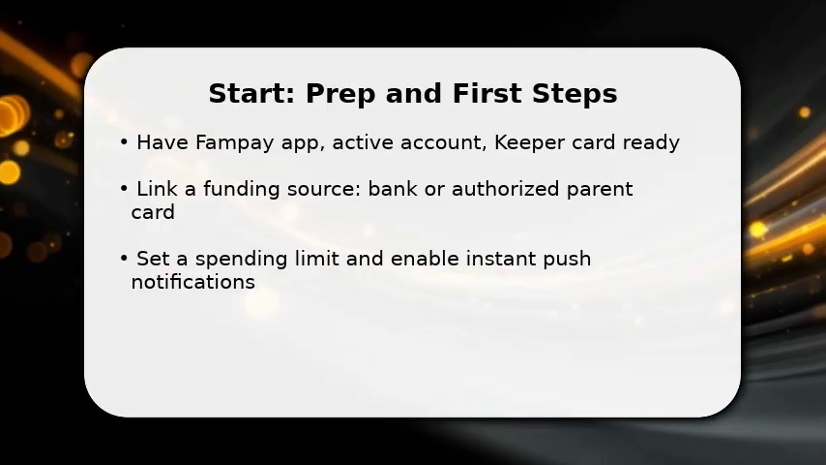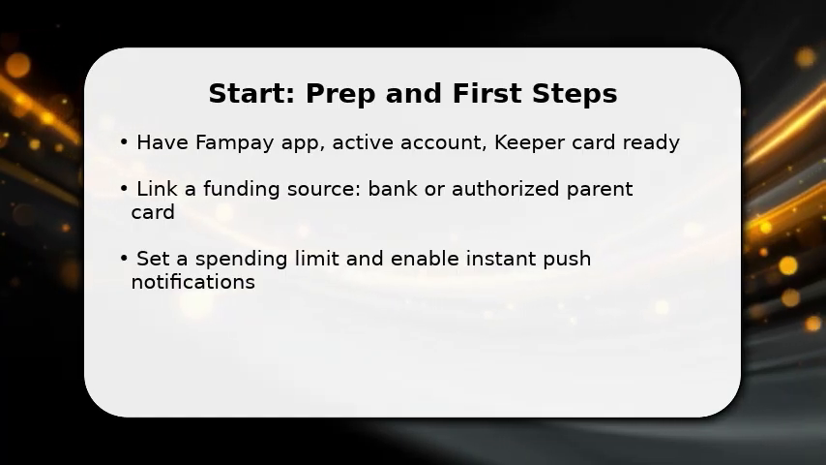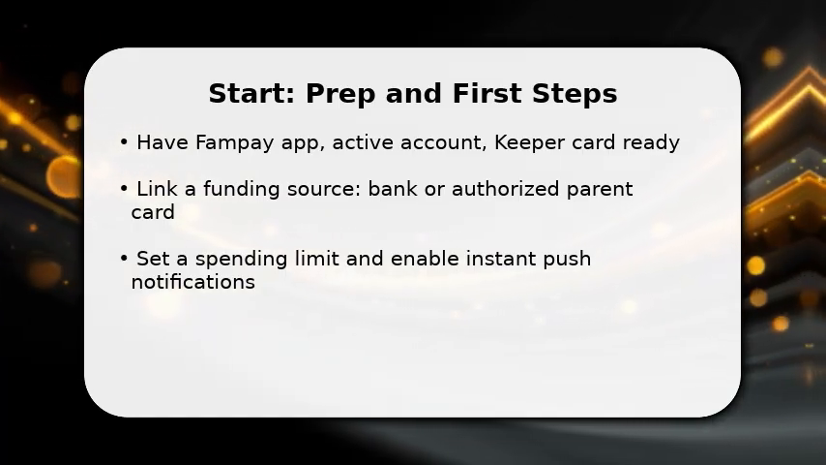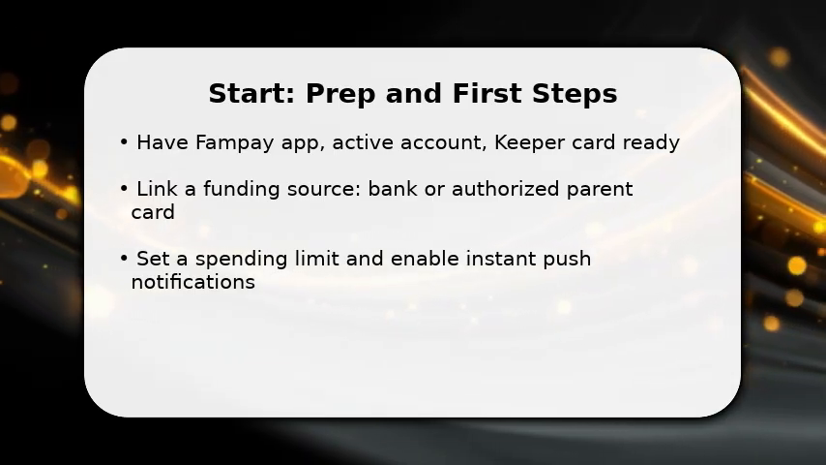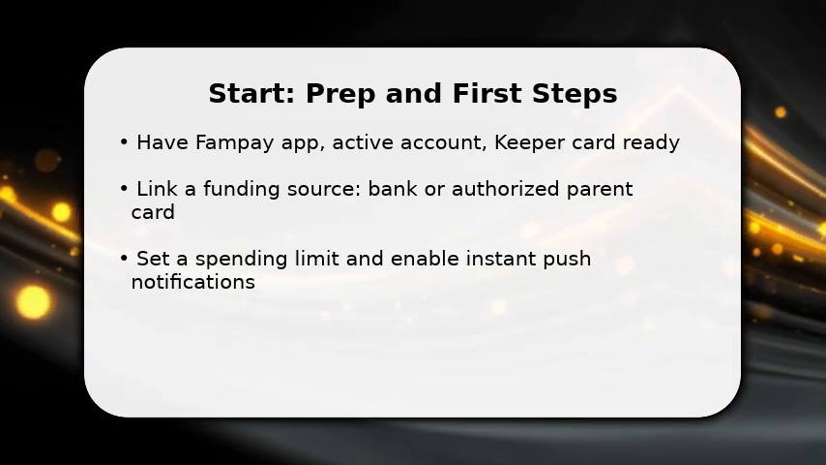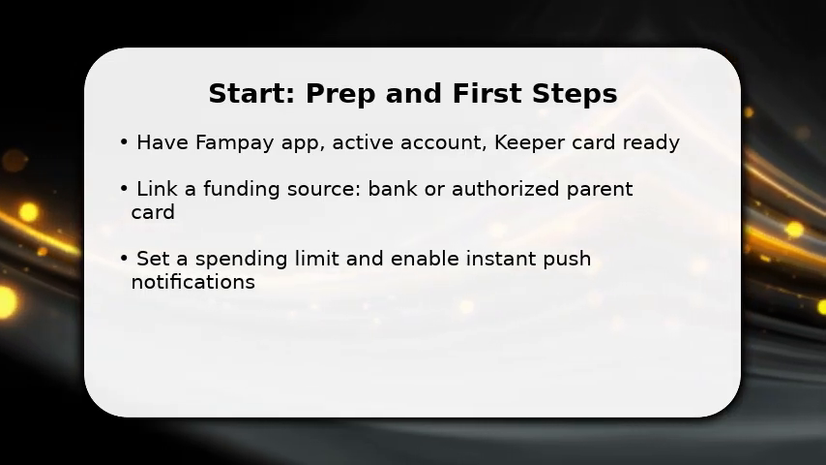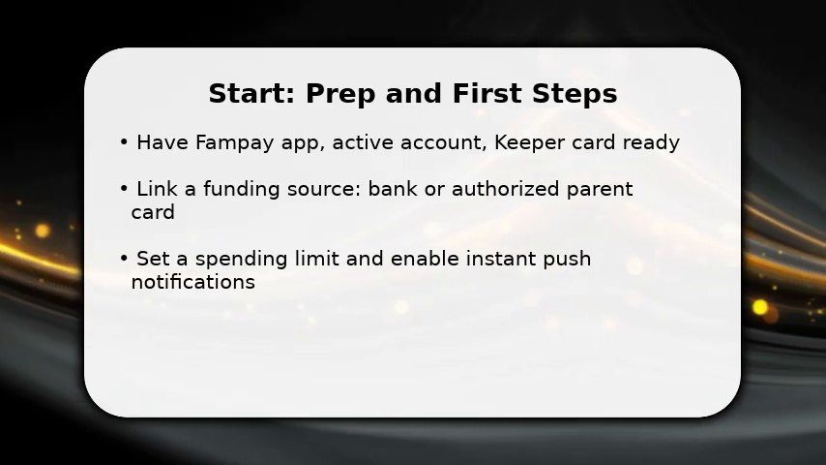You're ready to begin. Open Fampay and sign in. Once done, confirm your Keeper card is activated and visible under Wallet. Next, link one funding source, either your bank or an authorized parent card, and verify with the small test charge. Make sure to set an initial spending limit and enable instant push notifications so you see activity immediately.